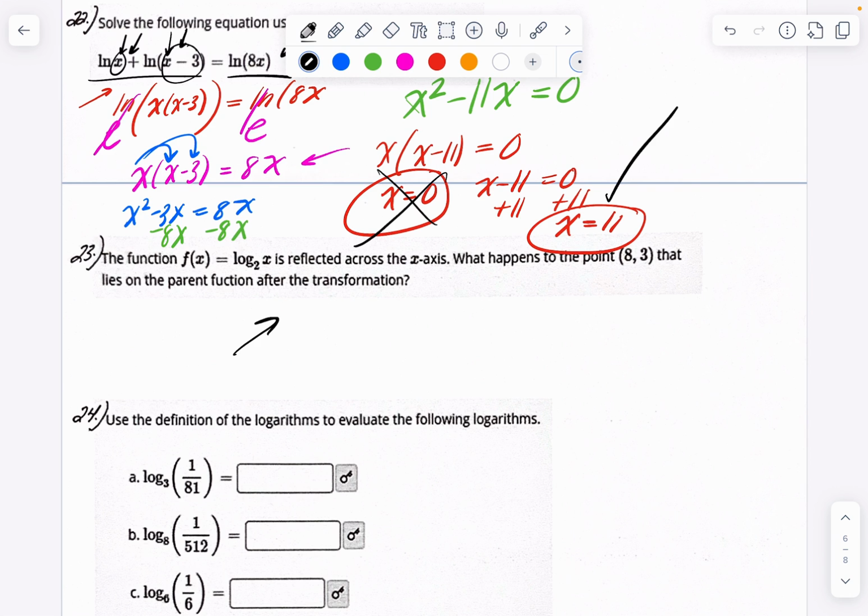It says this log is reflected across the x-axis. What happens at this point? We multiply our y's by negative 1. So you would say 8 stays 8, but 3 will become negative 3.